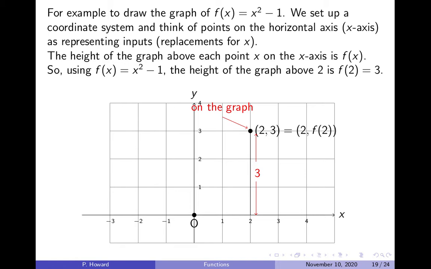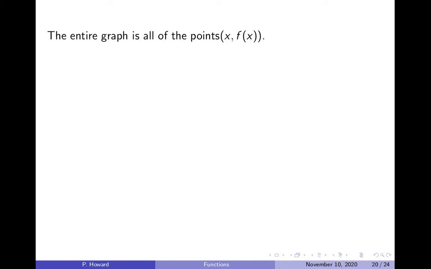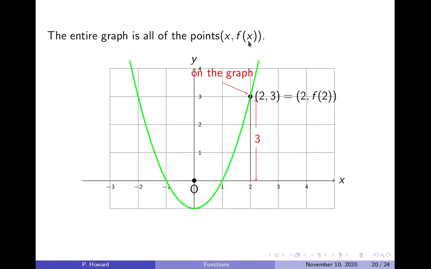So far I have just a single point on the graph. To get the entire graph, we want all points that look like this. All points whose first coordinate is an input and whose second coordinate is the corresponding output. For our function f of x equals x squared minus 1, the green curve is the graph of the function.